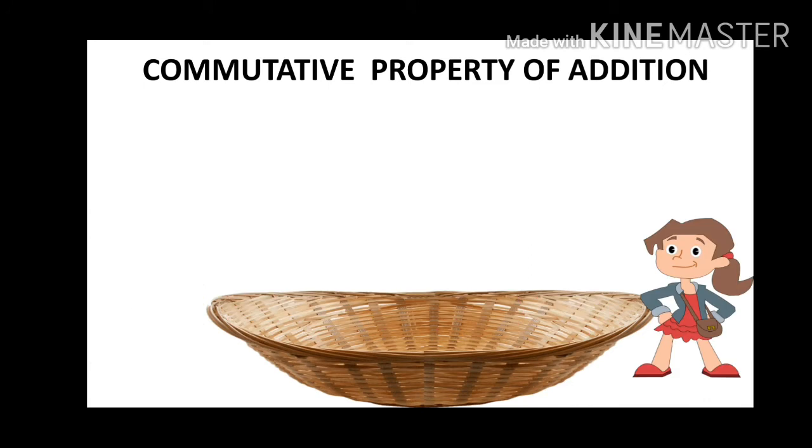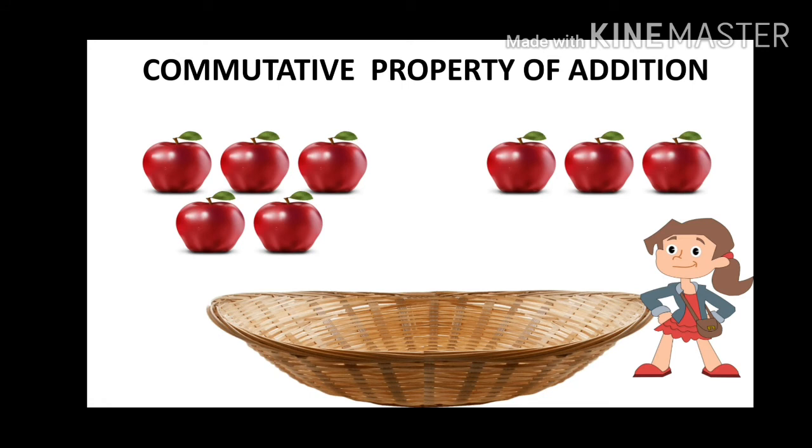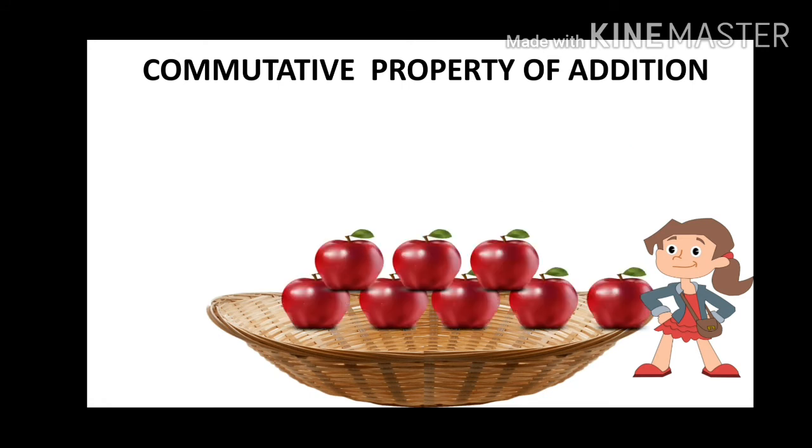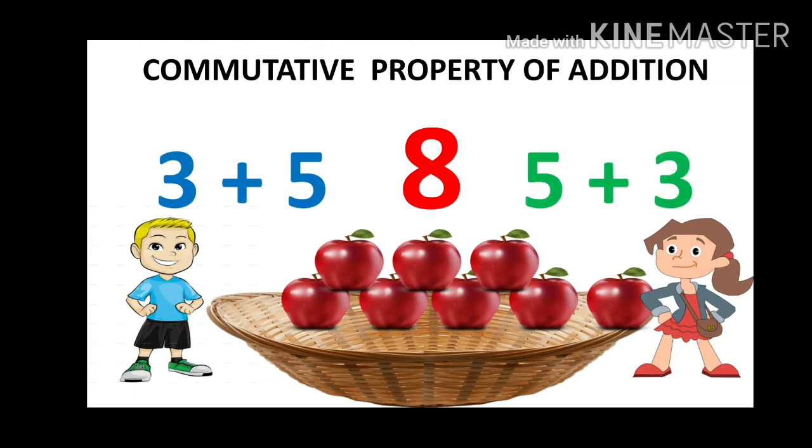Now what Ginny did, Ginny had 5 apples first, then she got 3 apples. Now she also kept them in the basket. Now she too has 8 apples in it. So both of them get 8 apples. Johnny added 5 apples to 3 apples and Ginny added 3 to 5. In both cases they get 8. So that is the commutative property of addition.